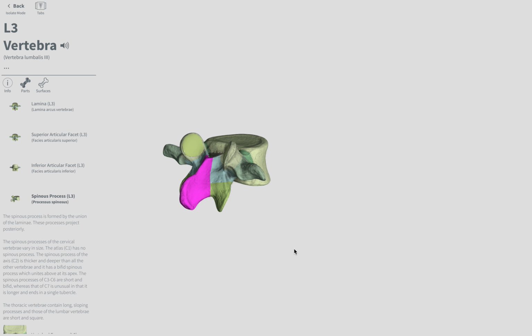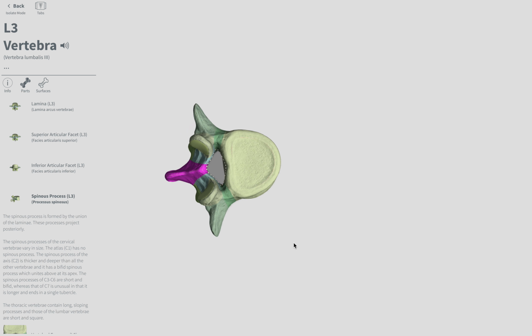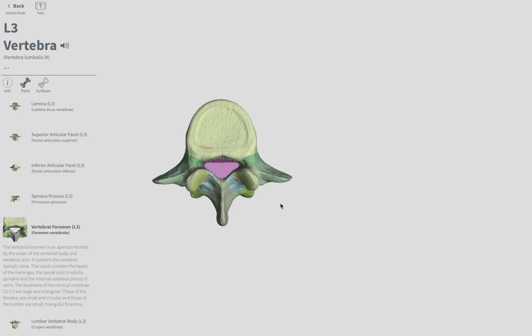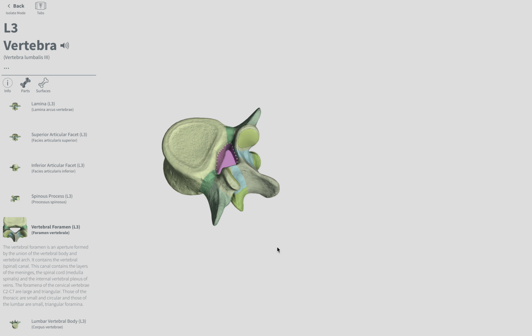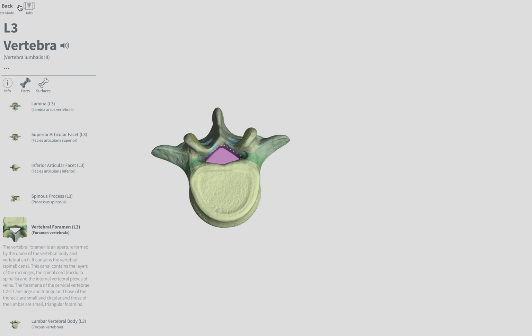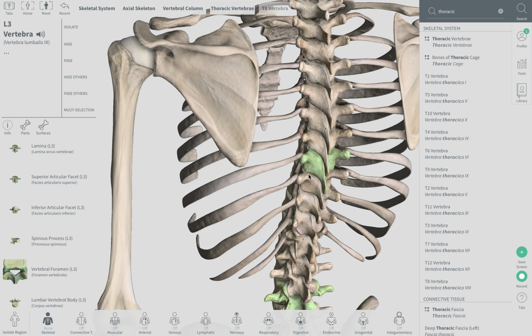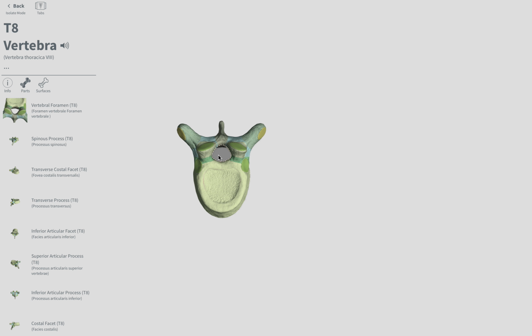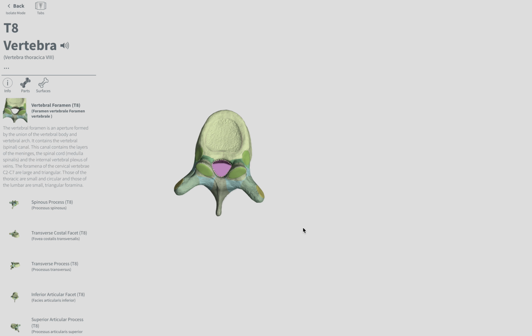Here's a spinous process. The vertebral foramen. Remember, foramens, or foramina, are openings. There's our vertebral foramen, and that is essentially where the spinal cord is going to pass through. So let's look at a cervical vertebra and check out its vertebral foramen, right in the middle there.